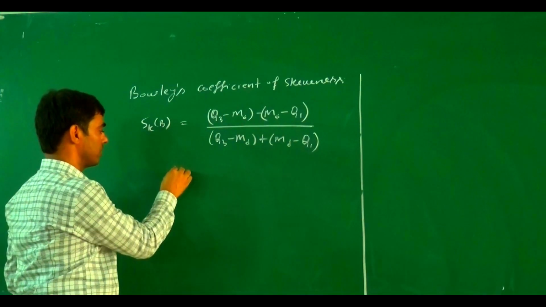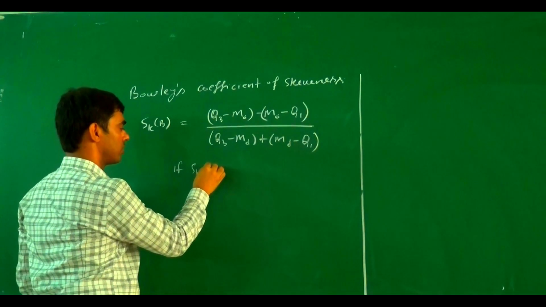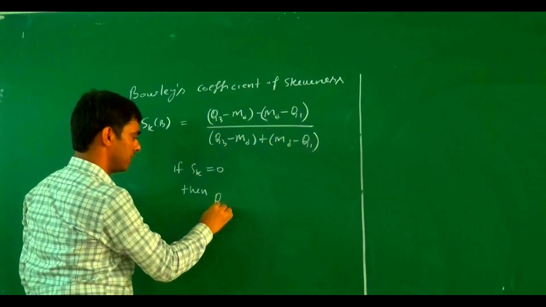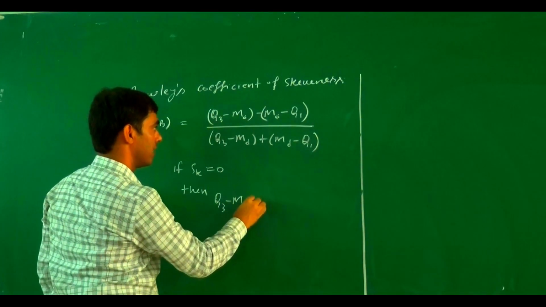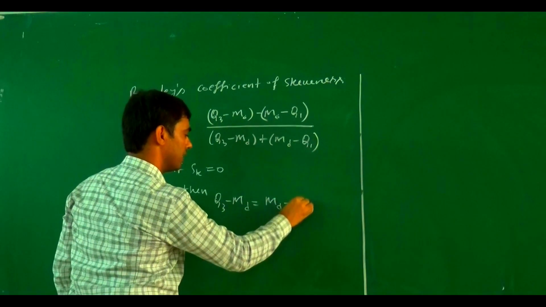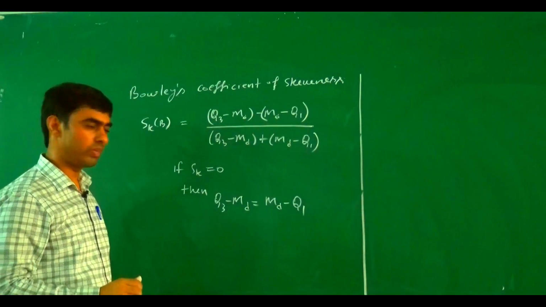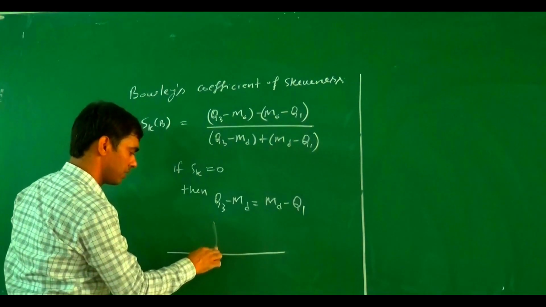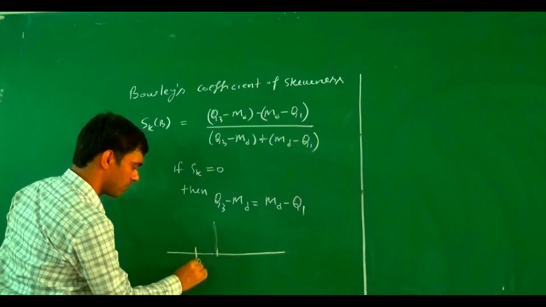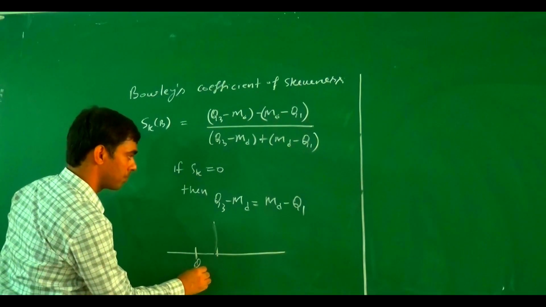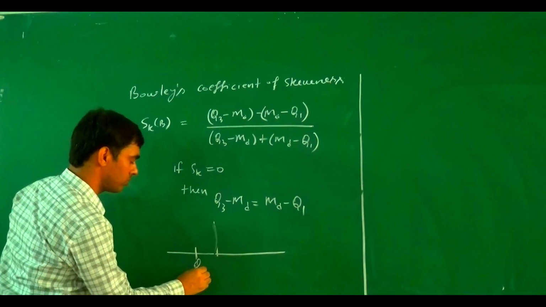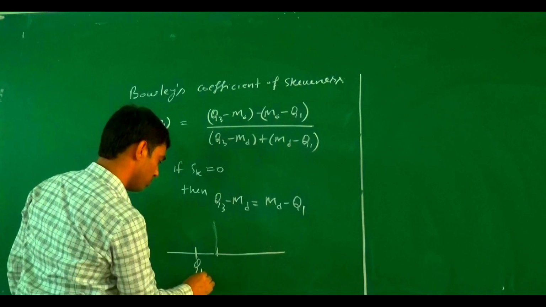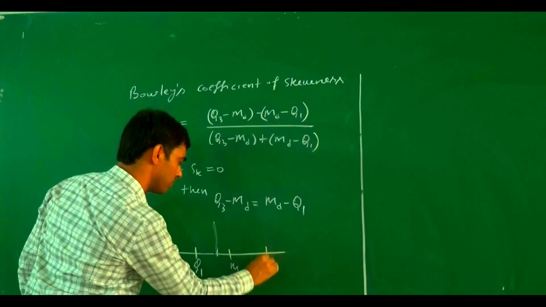If Sk equals 0, then what will happen? Then Q3 minus Md equals Md minus Q1. If we try to explain this graphically, what is the meaning of this? Suppose this one is Q1, this one is Md, and this one is Q3.